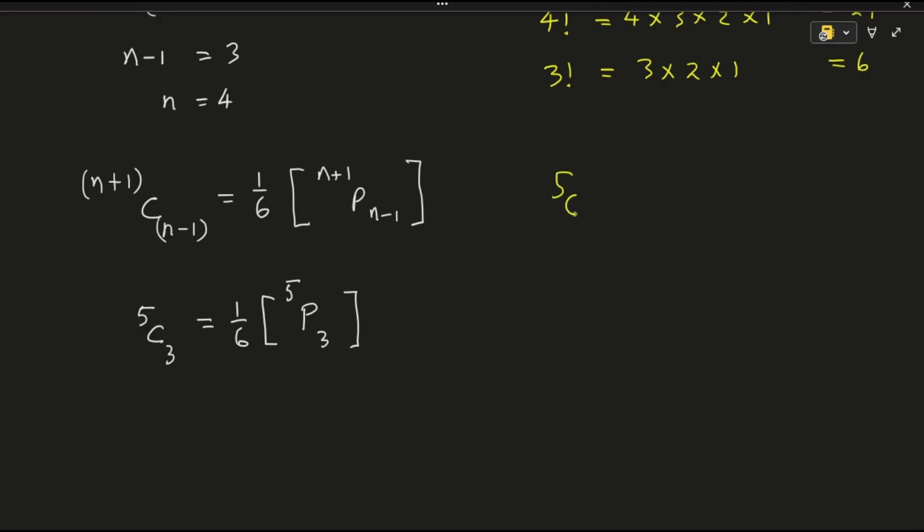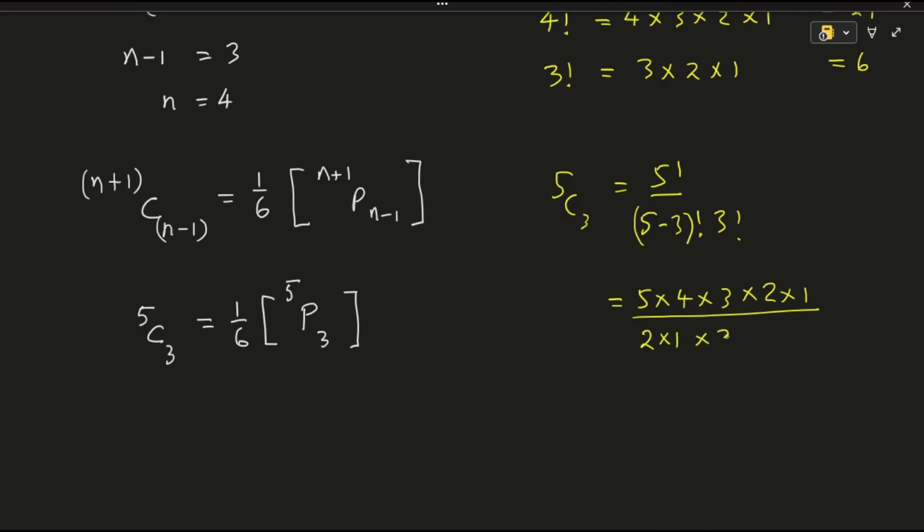So what is 5 combination 3? We have 5 factorial over 5 minus 3 factorial, 3 factorial. We're going to get 5 times 4 times 3 factorial over 2 factorial, then 3 factorial. So this will cancel off, and we're going to get 10 on the left side of the equation. So on the left side of the equation, we have 10. What of the right side of the equation?